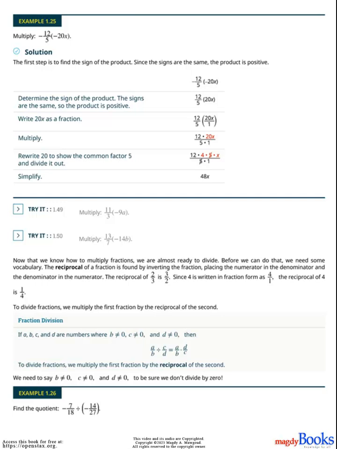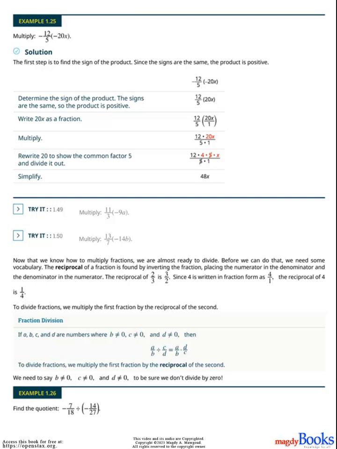Fraction division. If a, b, c, and d are numbers, where b is not equal to 0, c is not equal to 0, and d is not equal to 0, then a over b divided by c over d equals a over b dot d over c. To divide fractions, we multiply the first fraction by the reciprocal of the second. We need to say b not equal to 0, c not equal to 0, and d not equal to 0, to be sure we don't divide by 0.